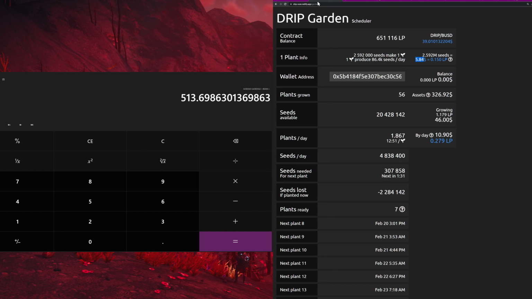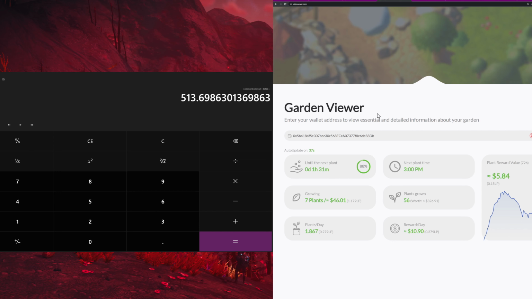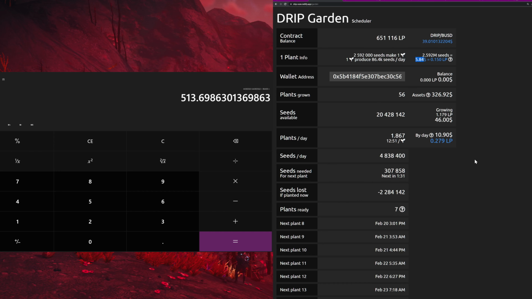And really, you'll see it in the timers. That's why I recommend using something like this one or Drip Viewer, because you'll really see it in the countdowns. When I started at 14, 15 plants, it was taking like 2, 2.5 days to make a plant. And then you compound that plant, and you see this plants per day go up a little bit. And then the next day you compound, and you see it go up a little bit, and you see your daily increase. And that gets faster and faster just because of the nature of the beast of compounding. Every new plant gives you 86.4 thousand seeds per day.